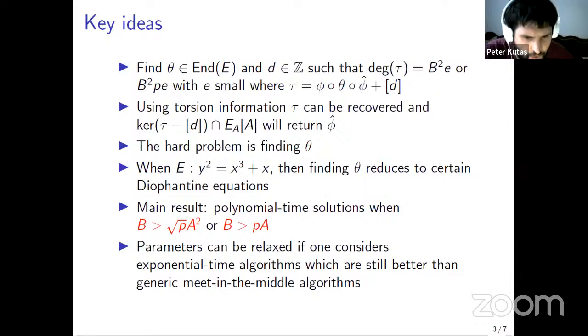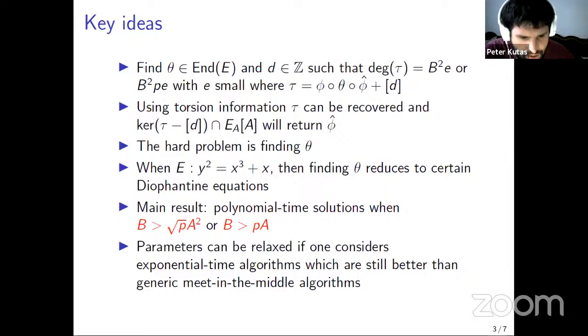And from tau, you can actually recover the isogeny phi quite easily by looking at the intersection of the kernel of tau minus d with the A torsion of the target curve, which will give you essentially the dual of phi. So the key and hard problem in this approach is how do you find such an endomorphism theta? We deal with the special case where the starting curve has J invariant 1728, which is essentially used in most applications. Then this problem reduces to certain quadratic Diophantine equations, and the key here is when we can solve them efficiently.